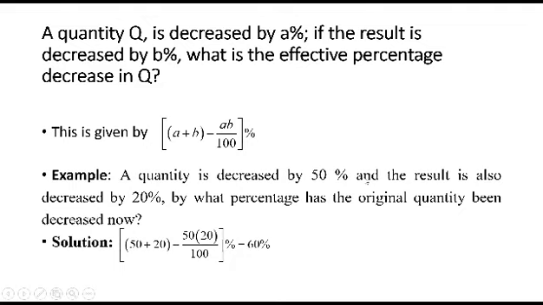For example, a quantity is decreased by 50% and the result is decreased by 20%. By what percentage has the original quantity been decreased now? Again, if you substitute into the given formula, you have 60%.